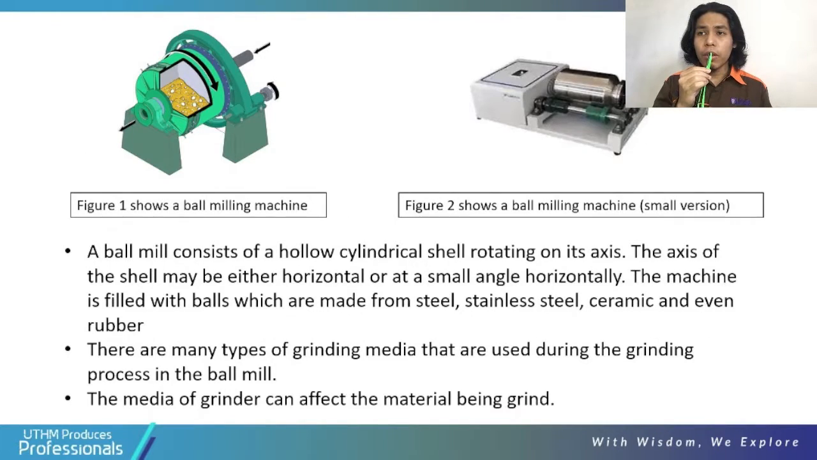A ball mill consists of a hollow cylindrical shell rotating on its axis. The axis of the shell may be either horizontal or at a small angle horizontally. The machine is filled with balls which are made from steel, stainless steel, ceramic, and even rubber. There are many types of grinding media that are used during the grinding process in the ball mill. The media of grinder can affect the material being ground. As shown in figure 1, it is a bigger ball milling machine, while figure 2 shows a ball milling machine which is a small version of it.